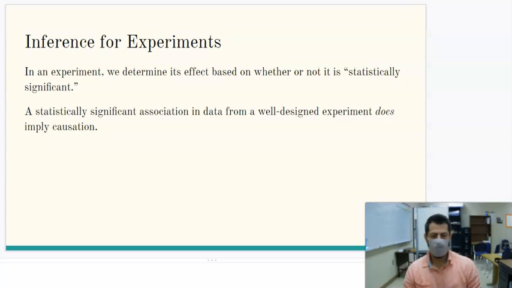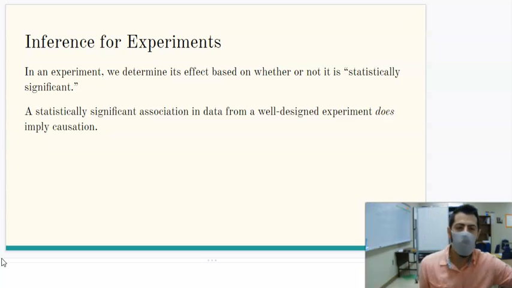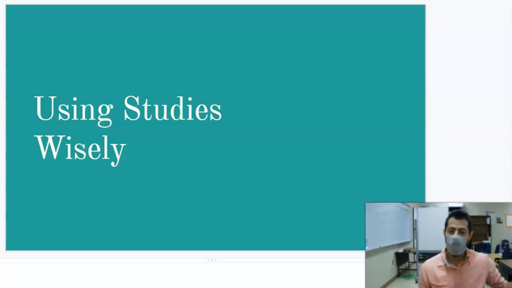Now, making an inference from an experiment. In an experiment, we determine its effects based on whether or not it is statistically significant. A statistically significant association in data from a well-designed experiment does imply causation. So that's a big thing. In statistics, we can actually imply causation if our experiment is good enough. That's a big deal, because everyone always says, well, correlation doesn't imply causation. You can get to causation if your experiment is designed well enough. Let's figure out how to do that.